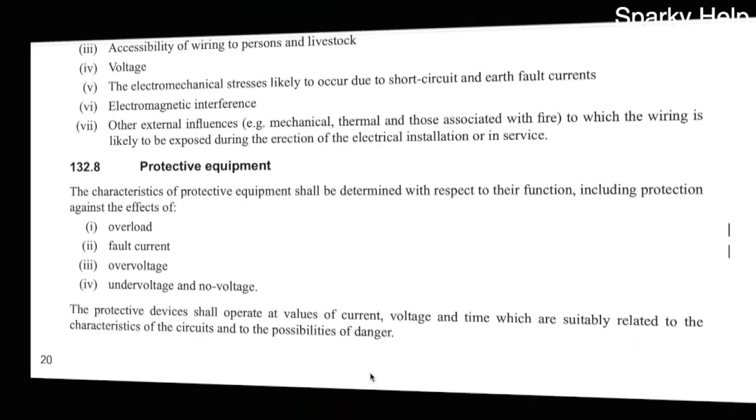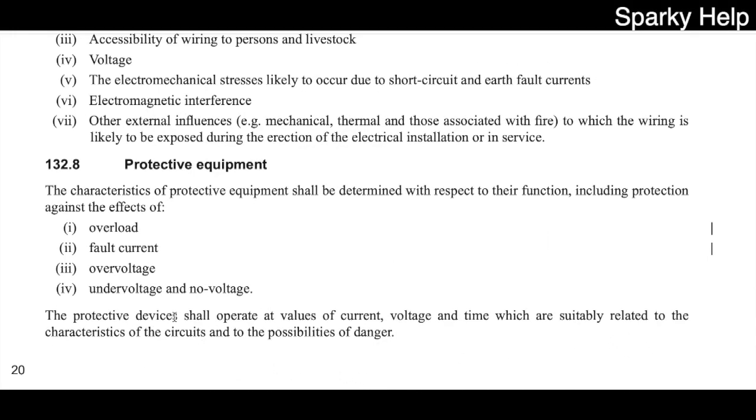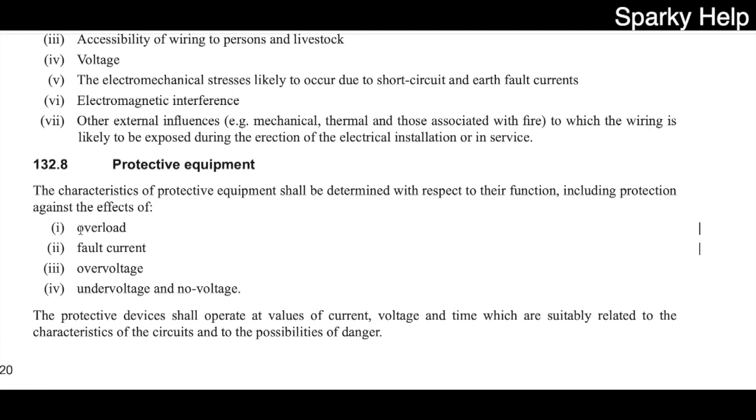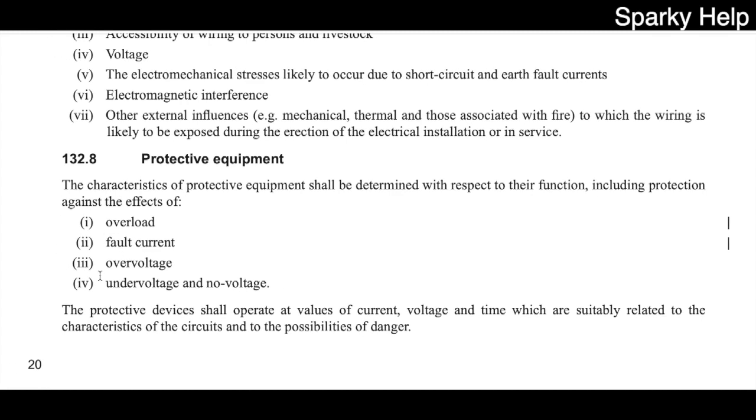So part 1 of BS 7671 says protective equipment should be able to withstand the fault current at wherever the protective equipment is installed. So there's the main fundamentals of what we're trying to achieve.